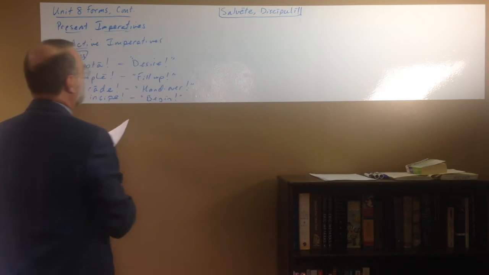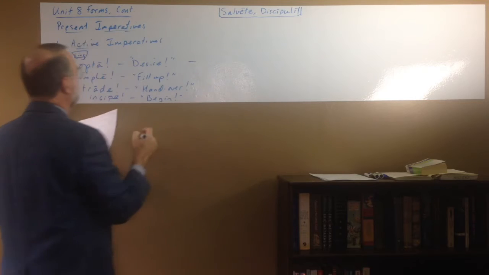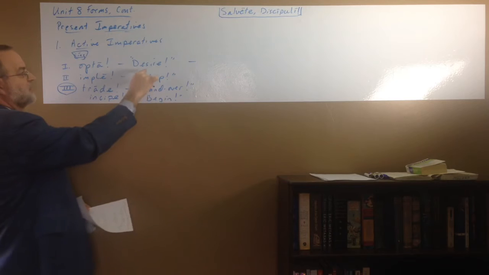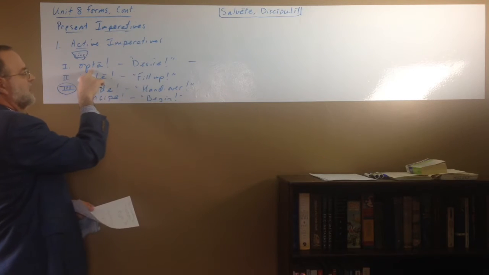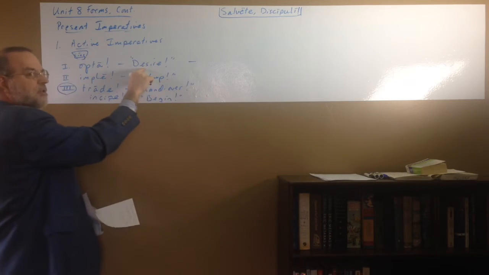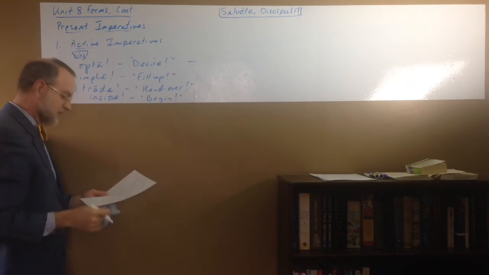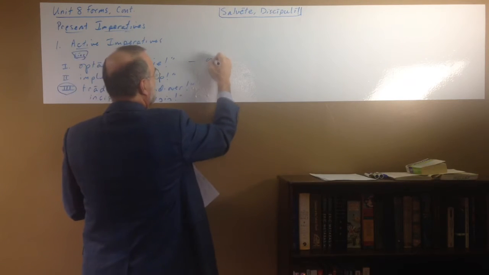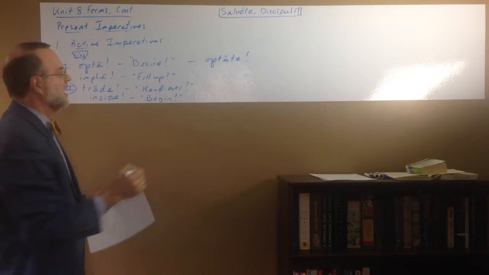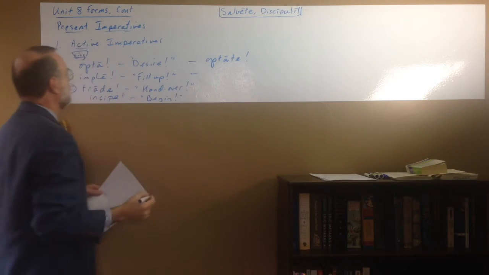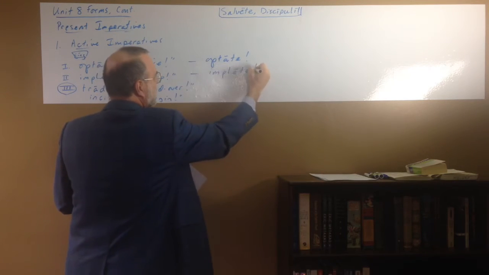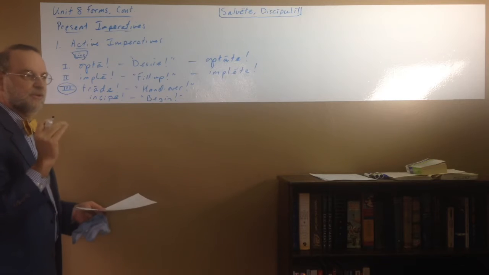So I'm just going to put those on the other side here, because the translation is going to be the same, just that the understood subject, whereas here the understood subject is you singular, and if I give you the plural form, it's just going to be you plural, you all, desire. Okay? So that's going to look like this. Optate, you plural, desire, you plural, choose. Okay? Adding the -te, implete, you plural, fill up.